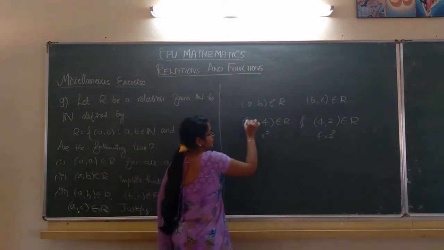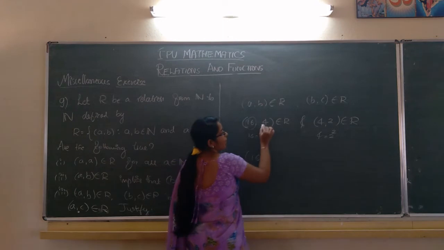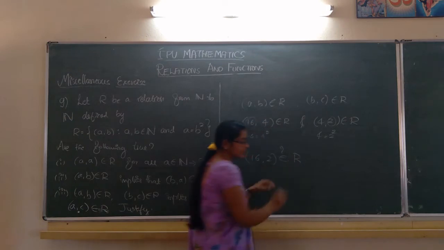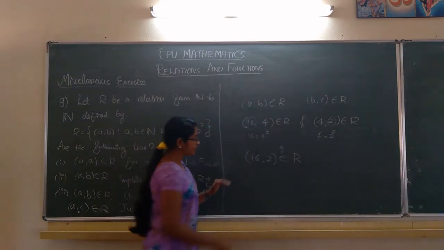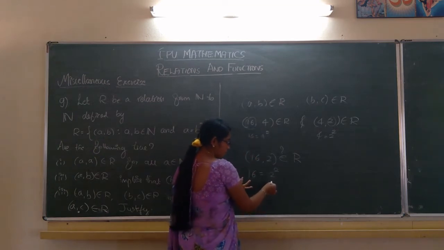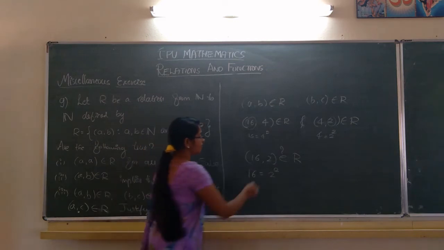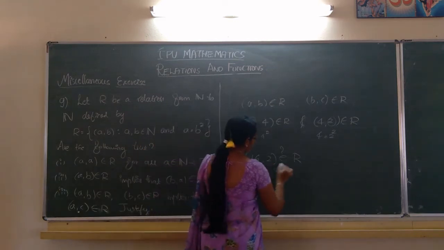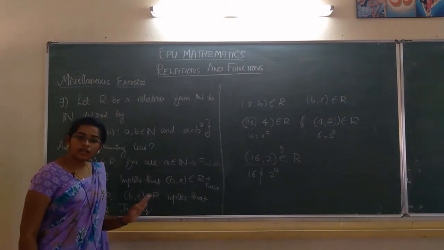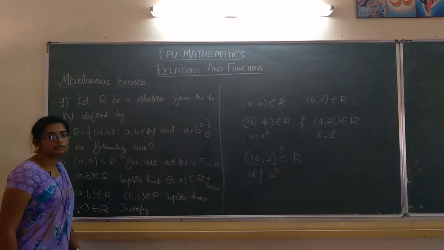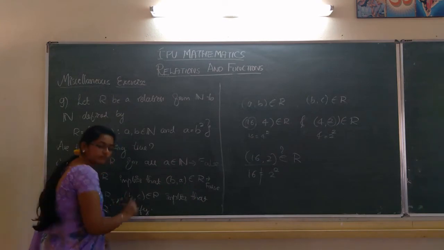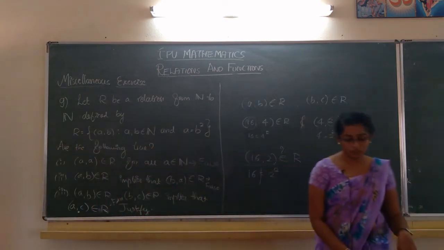Now, whether 16 comma 2 belongs to R? Look at this. Whether 16 is equal to 2 square? No, 2 square is 4 and 4 is not equal to 16. So, it is not true that if AB belongs to R and BC belongs to R, then A comma C is also in R. So, the third statement is also false. I hope this is clear for you. Clear?